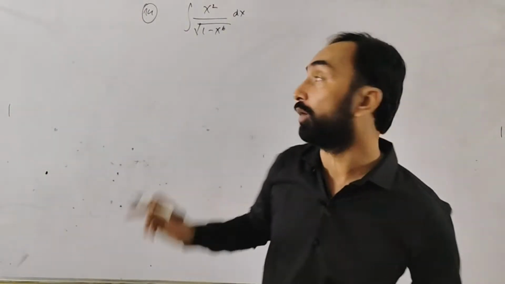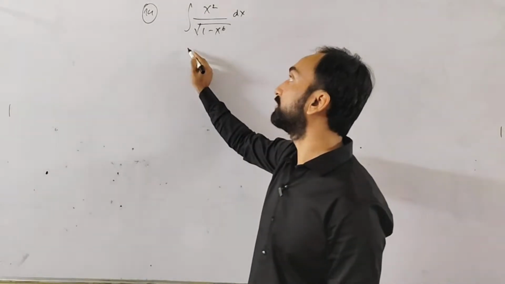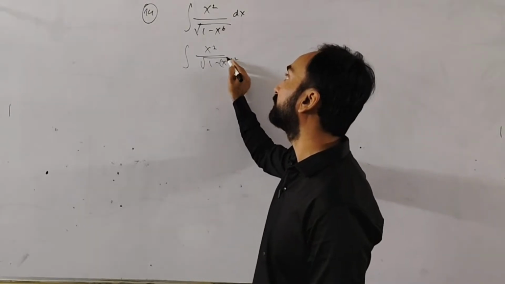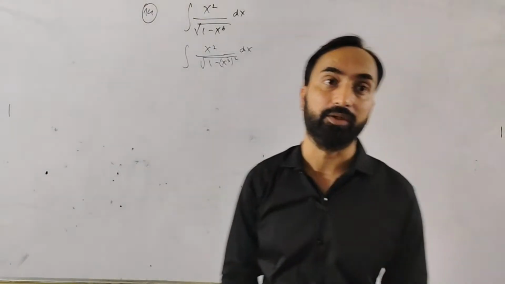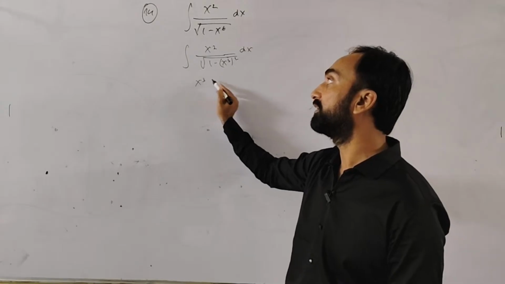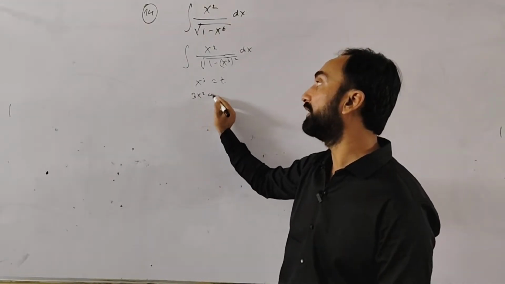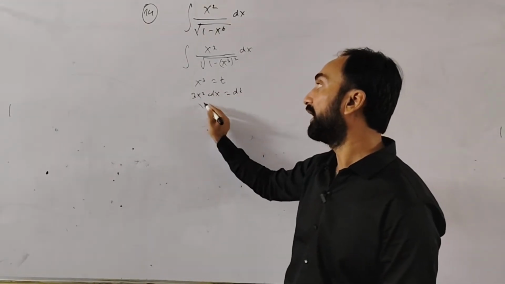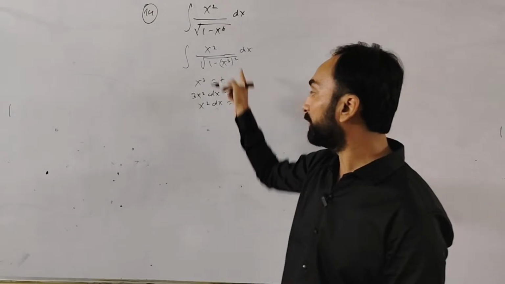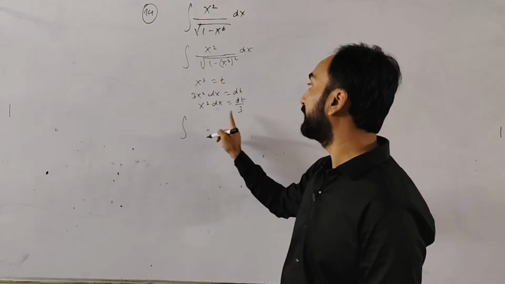Right now, in this kind of problem, you see in the denominator we have a square root of 1 minus x to the power 6. So what we will do, we can write it as x square, and the denominator I can write as square root of 1 minus x cube whole square. Now what is the benefit of writing it this way? Now I can assume x cube as t. If I assume x cube as t, then 3x square dx is equal to dt, and x square dx will become dt by 3.